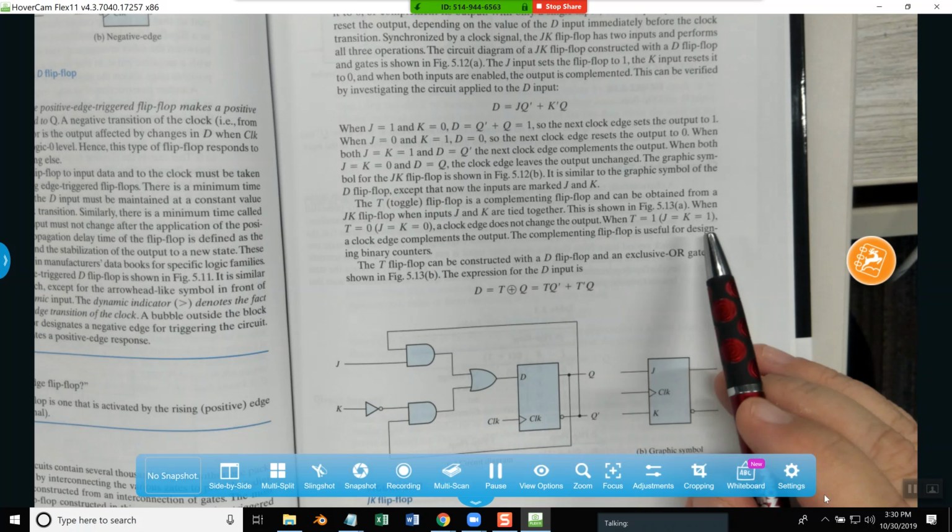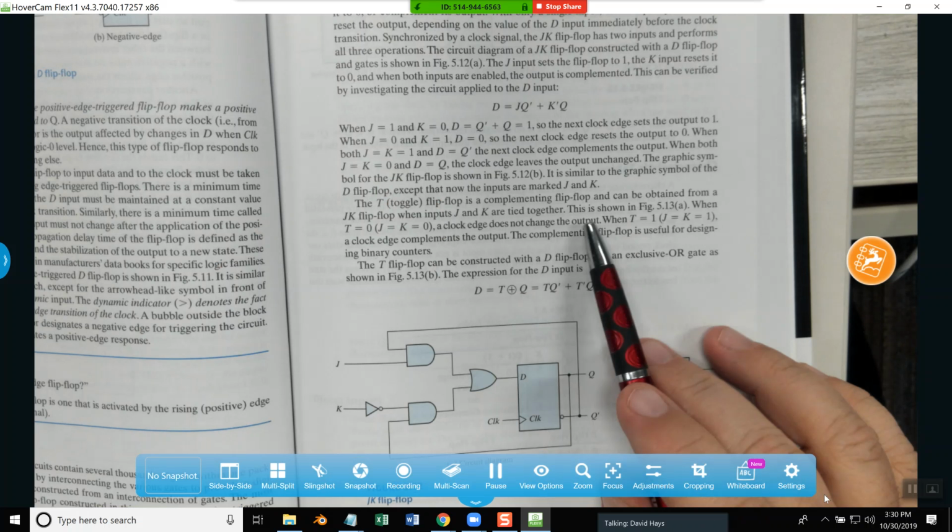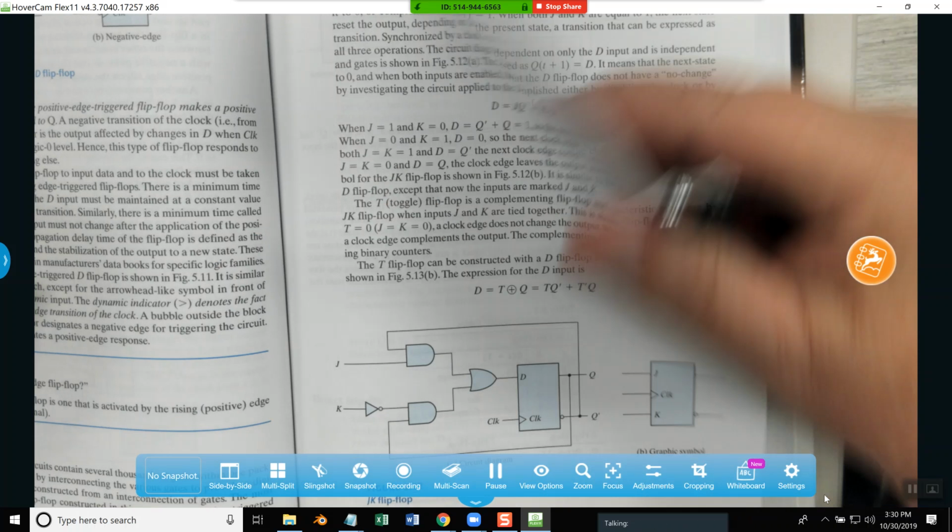The complementing flip-flop is useful for designing binary counters. The T flip-flop can be constructed with a D flip-flop and an exclusive OR gate as shown in figure 5.13. The expression for the D input is given by this: T Q prime plus T prime Q. And that takes us to characteristic tables.